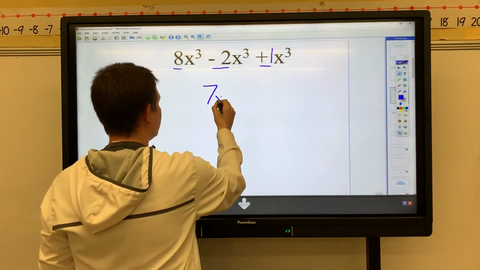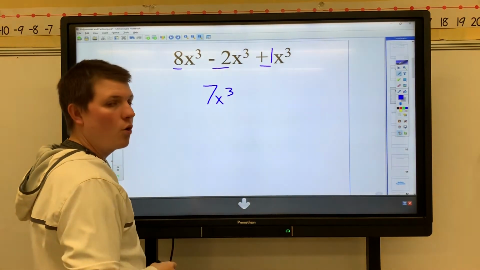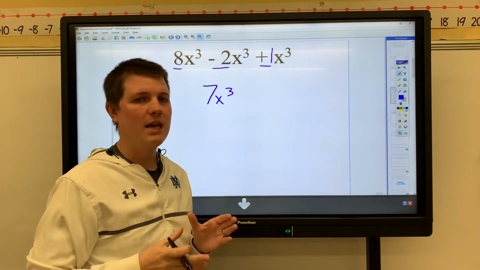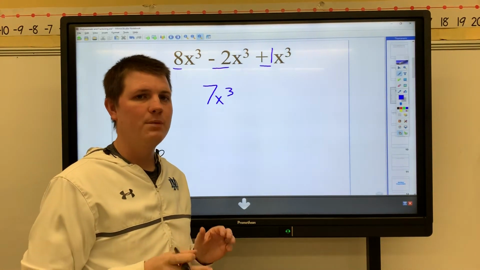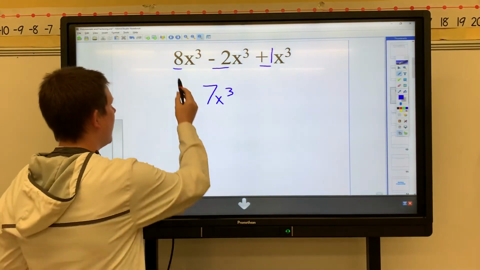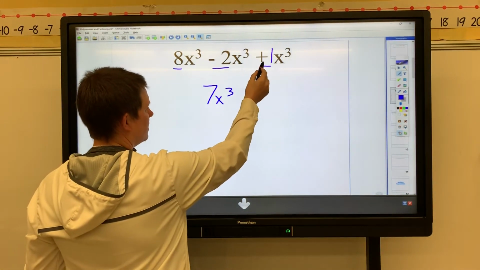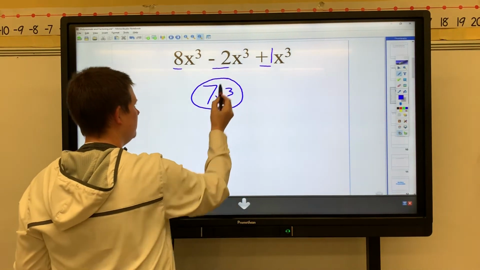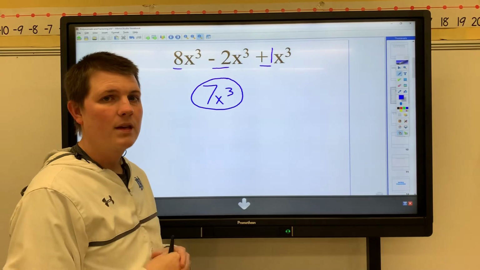And I'm going to keep it as x to the third. Remember, when adding and subtracting, we keep the variable and the exponent the same. So 8 minus 2 is 6. 6 plus 1 is 7. Keep it x to the third. And there we go. Keep it the same.